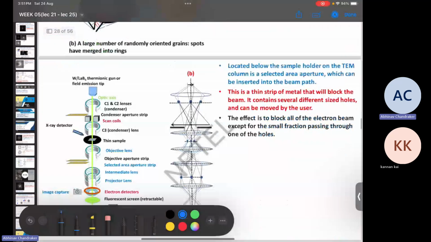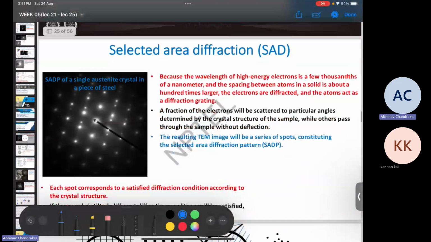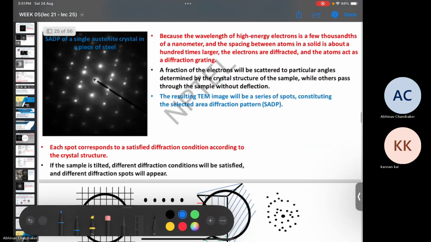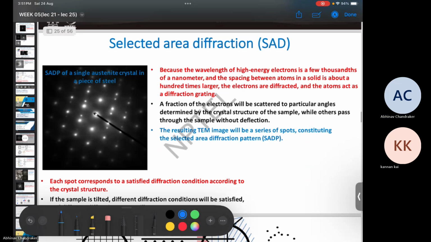Now we'll come a bit more towards the operation of TEM, something related to the operation and the arrangement of some of the components of TEM. Here we'll discuss selected area diffraction.